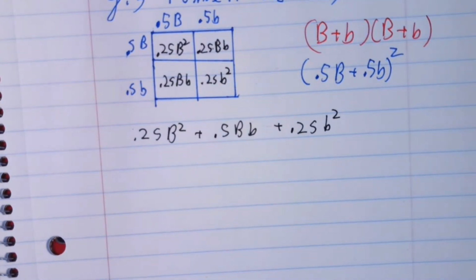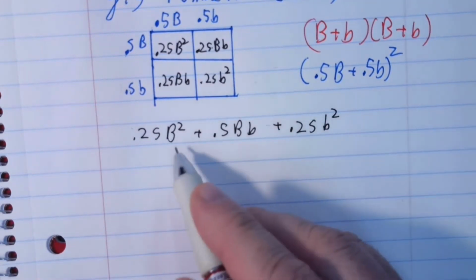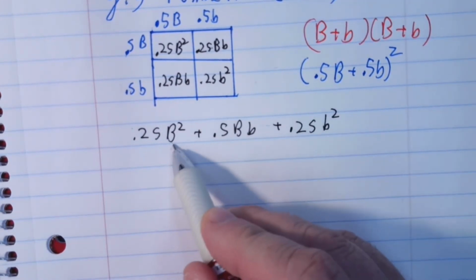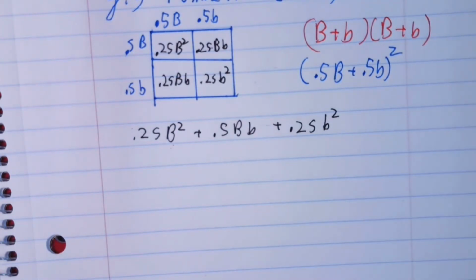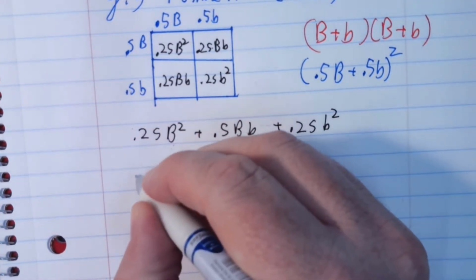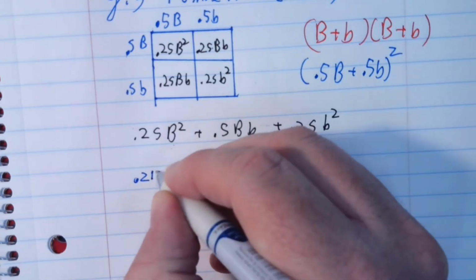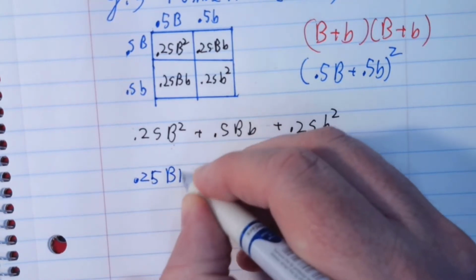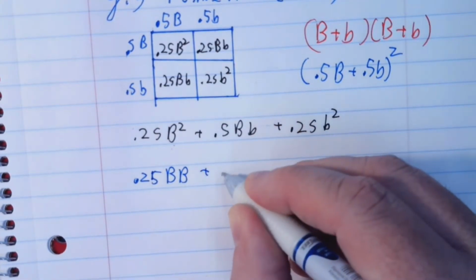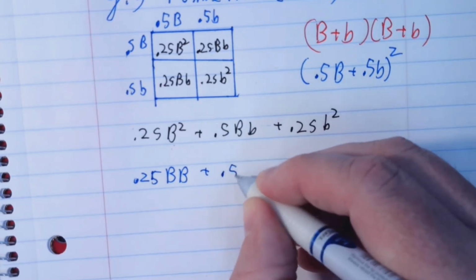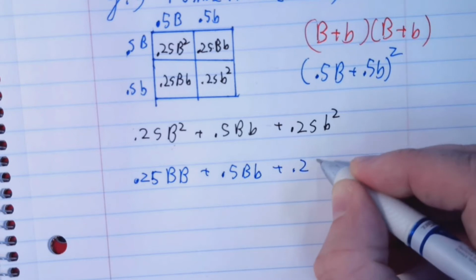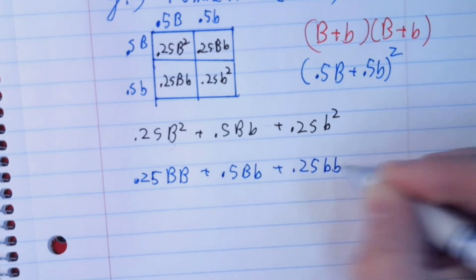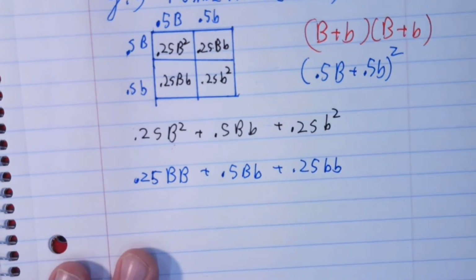And so I'm going to translate this into science. So in science, we wouldn't write it b squared. In science, what we do is we would write it like that, 0.25. They just don't write b squared. They just write the double b. But that's the same thing, right?